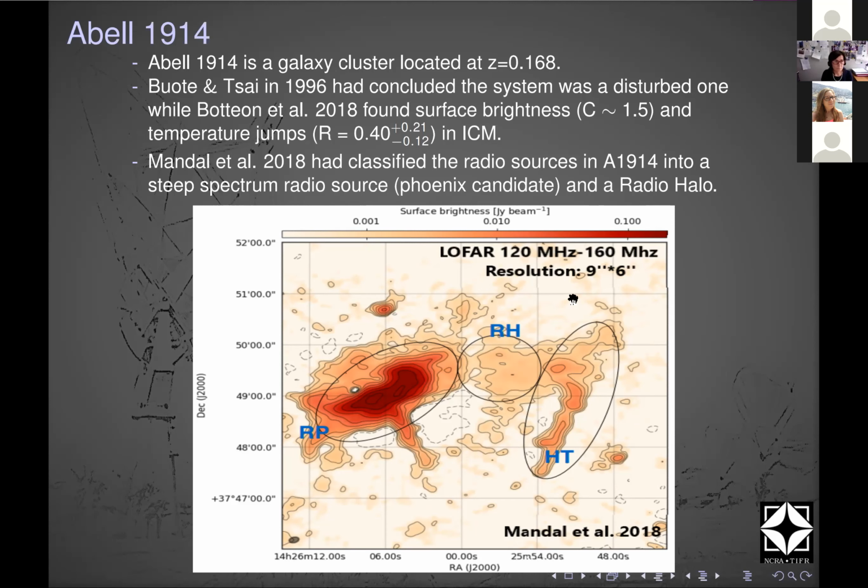Mandal et al. in 2018 classified the radio sources in Abell 1914 as a steep spectrum radio source, which is our Phoenix candidate, and a radio halo. The Phoenix candidate has an irregular and filamentary morphology and was observed to have a spectral index of -2. It showed a curvature in the spectrum. But how do we explain such a source?